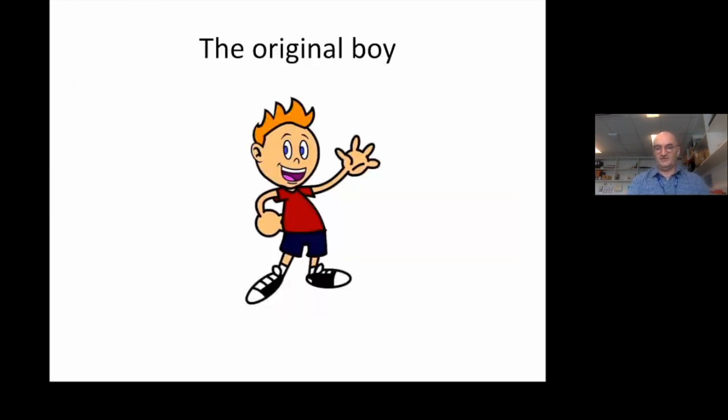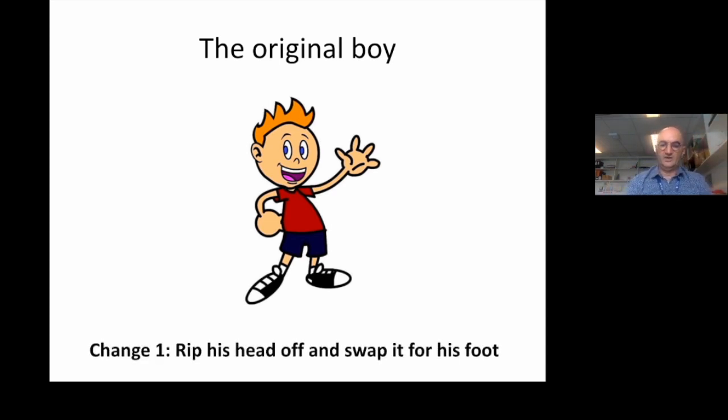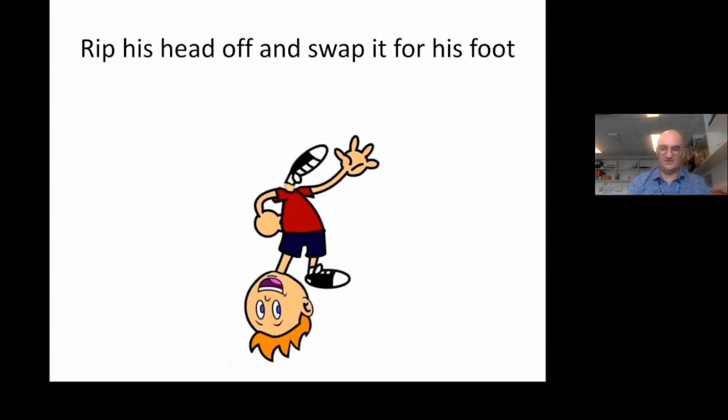Okay, here's a boy. Hi, boy. He's got a pair of sneakers on, blue shorts, red shirt, and kind of a nifty little haircut. His left hand's saying hello, his right hand's kind of behind his back. Okay, let's rip his head off and swap it for his foot. Why? Because we can, he's a cartoon. Haha.